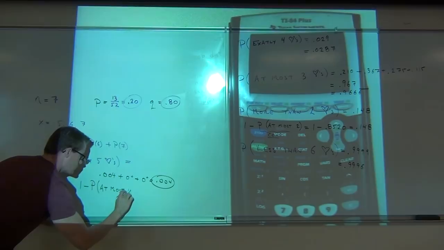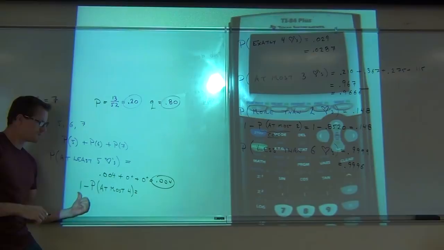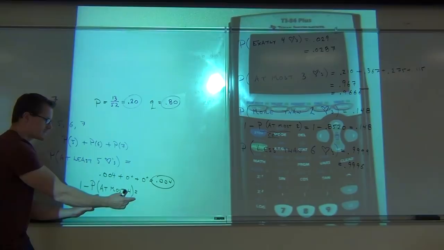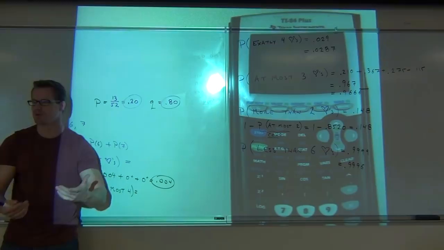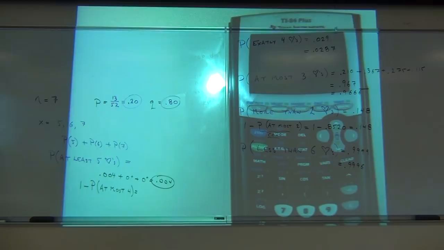So if I want at least 5 parts, I'm going to take 1 minus the probability of at most 4 parts. Those are complementary events. We know they have to add up to 1. So if I say probability of 0, 1, 2, 3, or 4, subtract that probability from my 1, I get the probability of 5, 6, or 7. Raise your hand if you're okay. Still good. All right. Let's go ahead and do that probability. We'll go back to our distribution, go down to our cumulative, just like we've been doing. We'll still put in our 7, our 0.20, and now what number are we going to plug in after that? Yeah, we'll do our 4. We want up to and including 4.